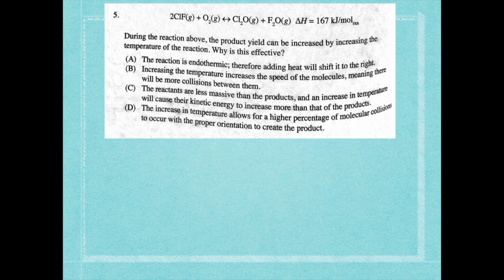For number 5, it gives you this reaction. It says, during the reaction above, the product yield can be increased by increasing the temperature. Why is this effective? So how could I increase my product? Well, since my delta H is positive, that means that it's endothermic and it's on my reactant side. So if I increase temperature, I'm going to see a shift to the right, or it's going to proceed towards the products, as we have said in this class. And so therefore your answer here is actually just going to be A.